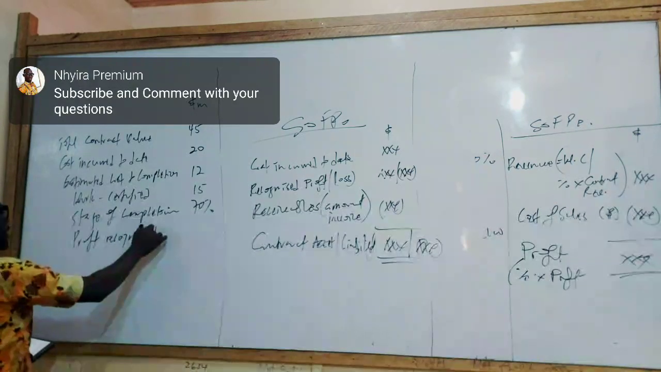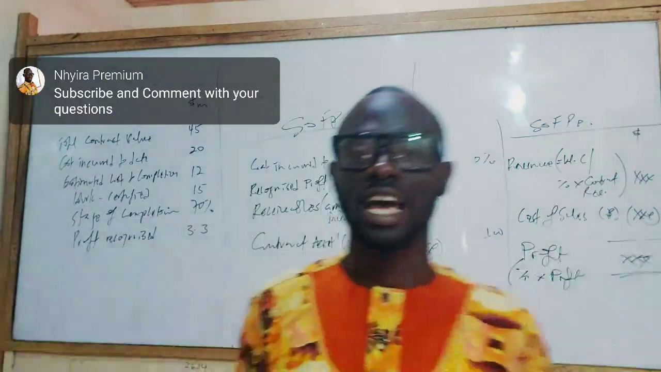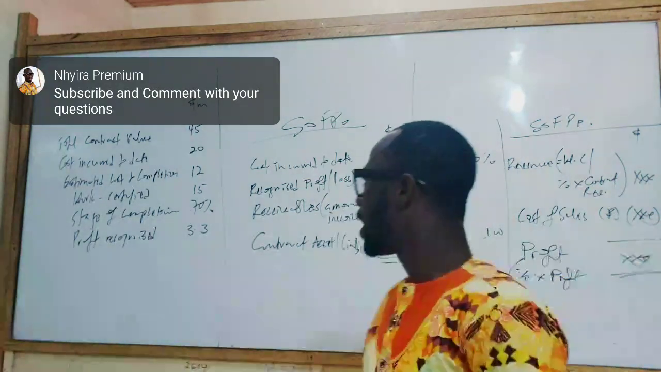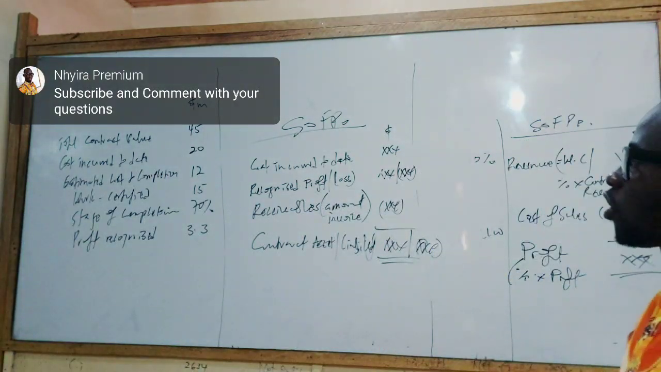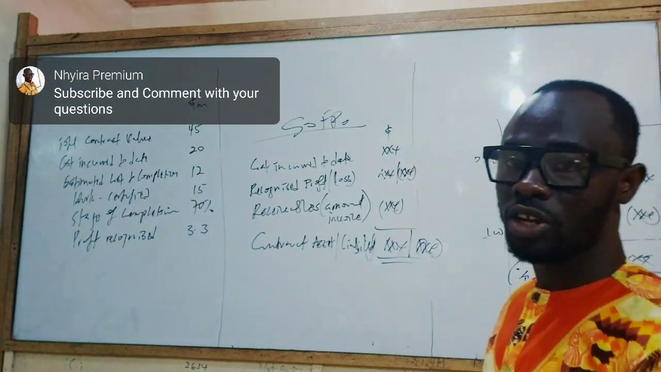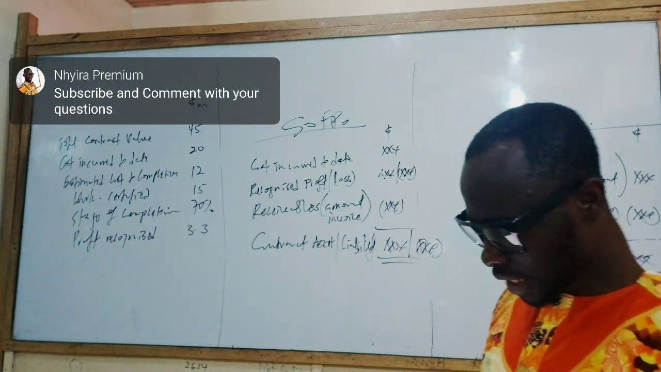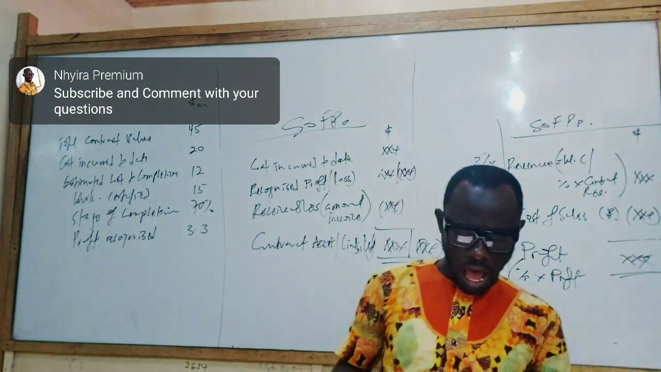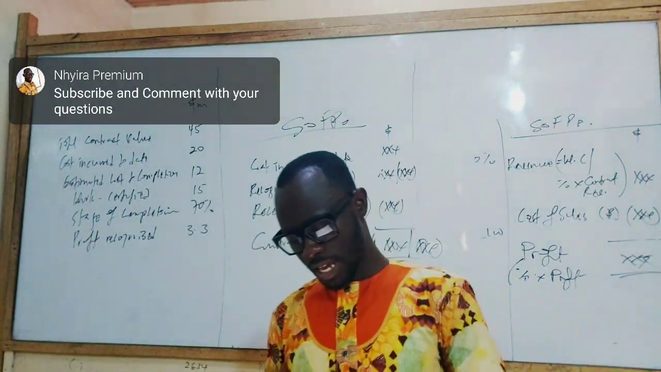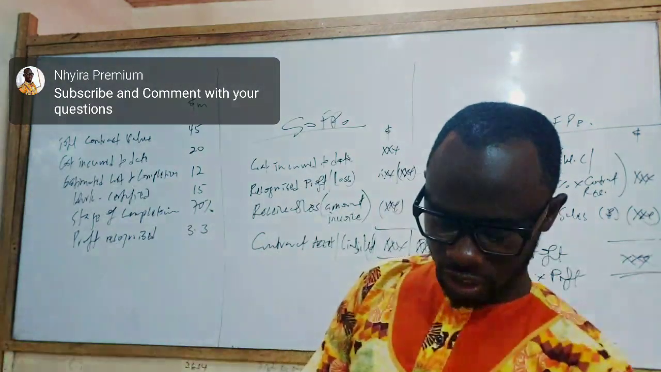So in this course, it's more or less like we've been given everything and we are just going to be fixing them inside to solve the question. So contract revenue 45 million, cost incurred to date 20 million, estimated cost to completion 12 million, work certified 15 million, stage of completion already computed 70%, profit recognized is 3.3. Let's see the requirements. Show how this contract will be dealt with in the statement of profit or loss for the year ended 31st December 2015.